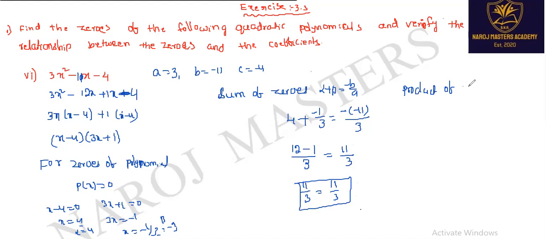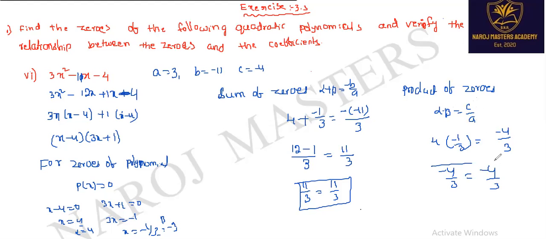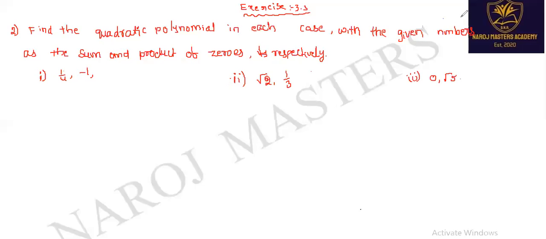Product of zeros, that is alpha into beta equal to c by a. So alpha is 4 and beta is minus 1 by 3, and c is minus 4 and a is 3. So minus 4 by 3 equal to minus 4 by 3. Hence the zeros of the polynomial are verified with their coefficients of the given quadratic polynomial. Now look at the question number 2.